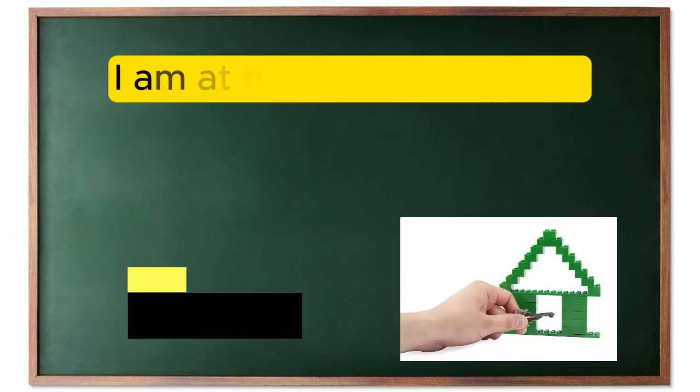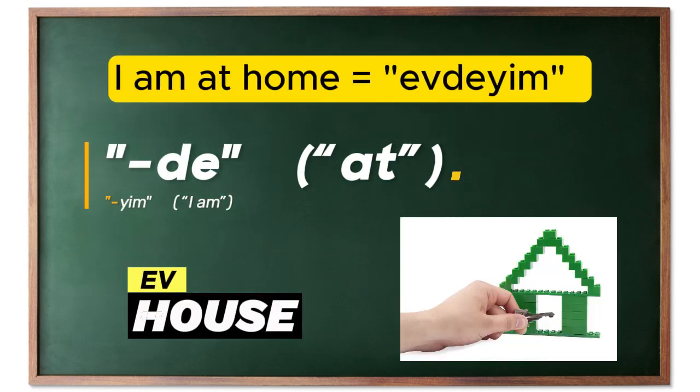For instance, to say I am at home in Turkish, you would say evdeyim. Ev, de, yim. Evdeyim. That combines the suffix de, which means at, with yim, which means I am. Briefly, Turkish words are like Lego pieces, creating different structures by playing with suffixes.